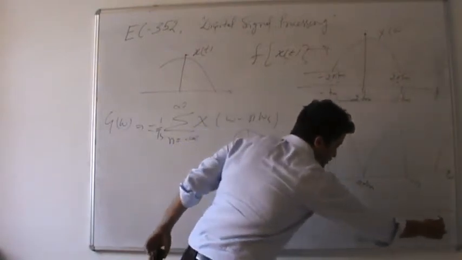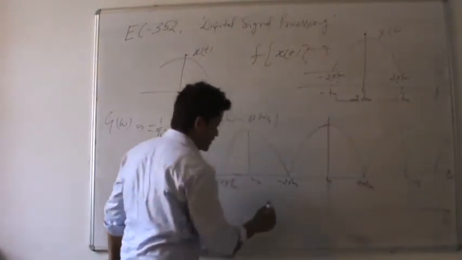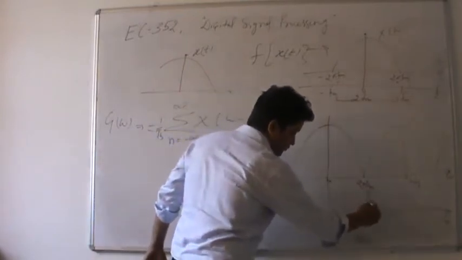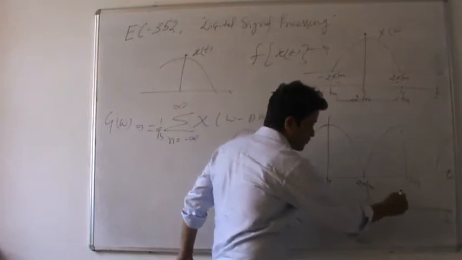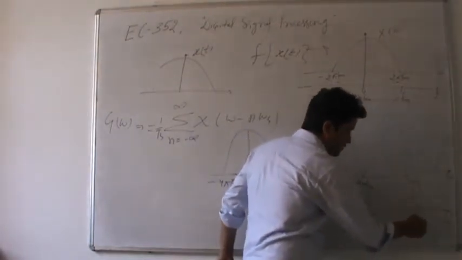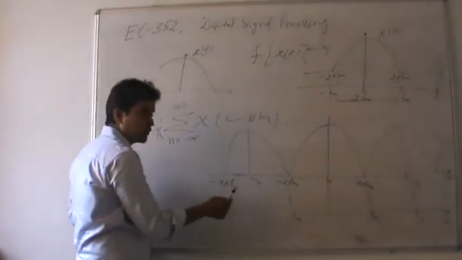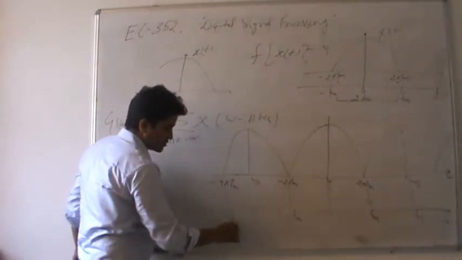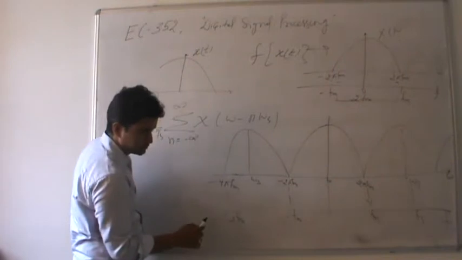When the reference is frequency, this will look like this: we have minus fm here, plus fm here, and fs here, which is the sampling frequency. Fm is the highest frequency content of the signal. This is minus 2 fm, and so on.